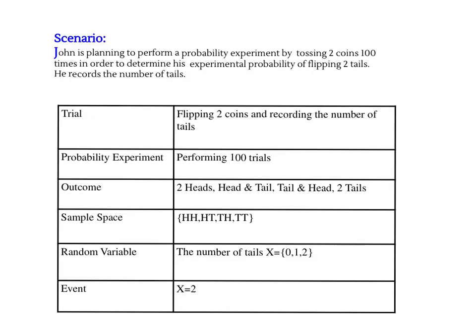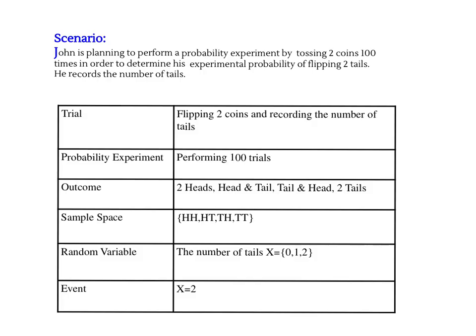So here's a scenario. We've got John planning to perform a probability experiment by tossing 2 coins 100 times in order to determine his experimental probability of flipping 2 tails. He records the number of tails. So the trial is flipping 2 coins and recording the number of tails. The probability experiment is we're going to do it 100 times. The outcome, I can have 2 heads, I can have a head and a tail, I can have a tail and a head, or I can have 2 tails because I'm tossing 2 coins.